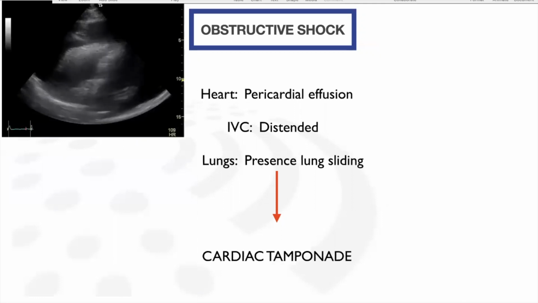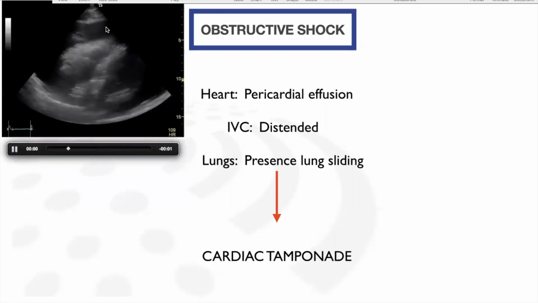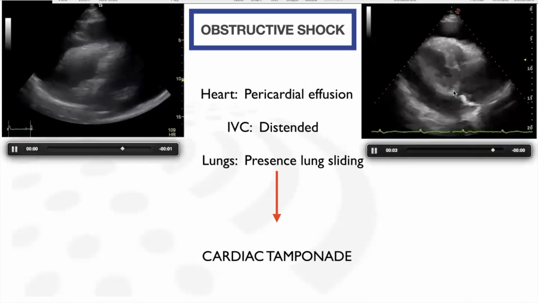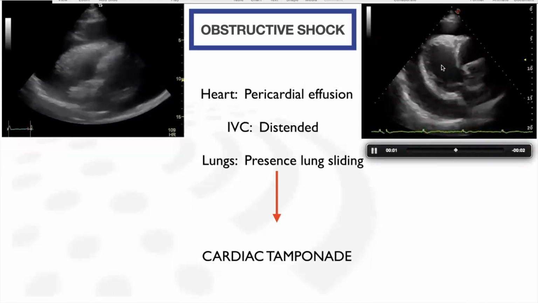Again, this shows the heart in, I think, a subxiphoid view, with presence of pericardial effusion. Very big effusion compressing on the RV. Again, a swinging heart. Very big pericardial effusion.